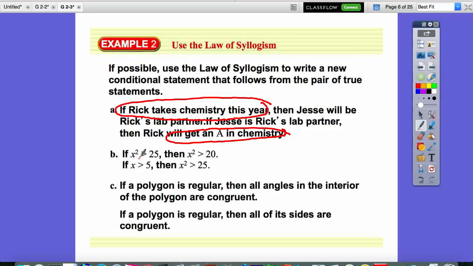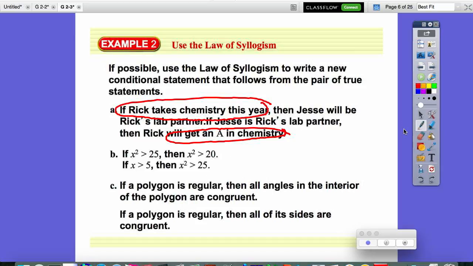For the next one, if x squared is greater than 25, then x squared is greater than 20. If x is greater than 5, then x squared is greater than 25. So we can also assume that if x is greater than 5, then x squared is greater than 20.